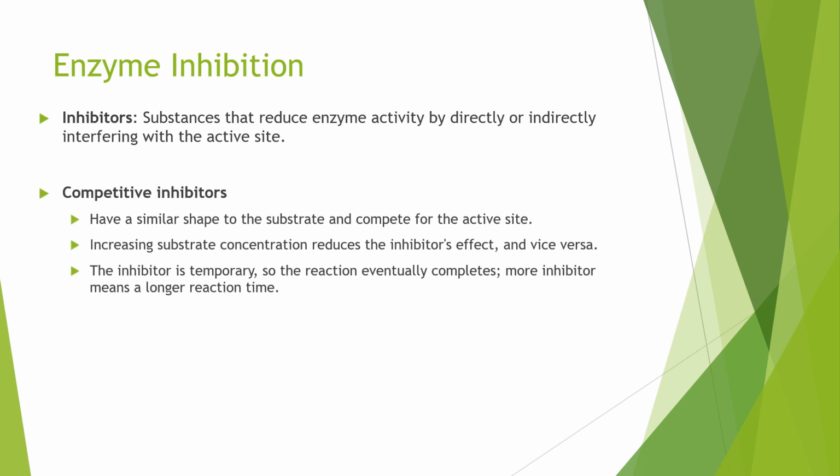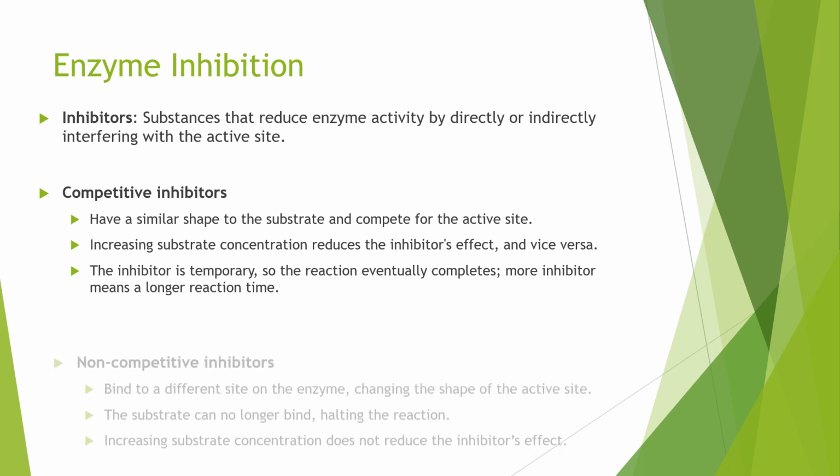Competitive inhibitors have a shape that is similar to the substrate, so they can compete for the active site of the enzyme. When a competitive inhibitor occupies the active site, it temporarily blocks the substrate from binding, slowing down the reaction. However, this type of inhibition is reversible. If you increase the substrate concentration, the substrate has a better chance of outcompeting the inhibitor, so the inhibitor's effect is reduced. Similarly, if you add more competitive inhibitor, it takes longer for the reaction to complete, but eventually it does, since the inhibitor is not permanently bound.